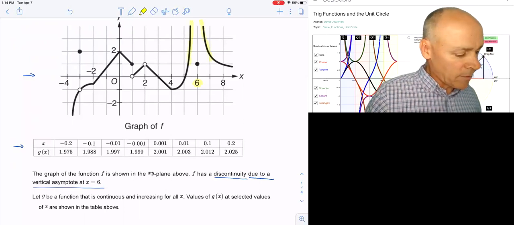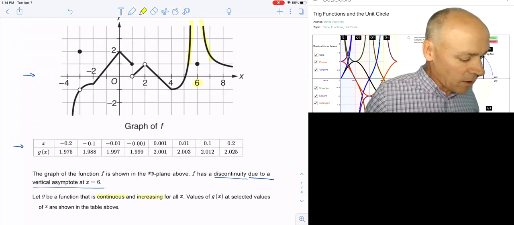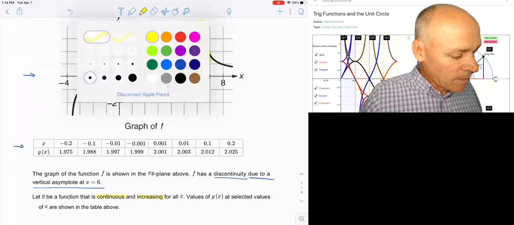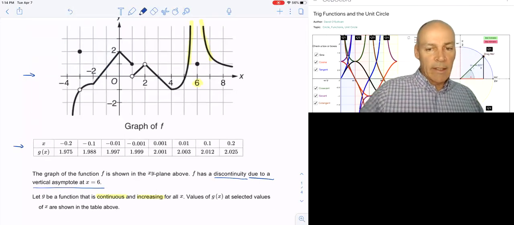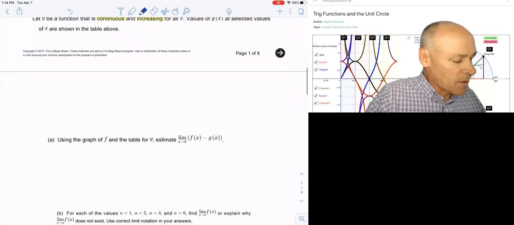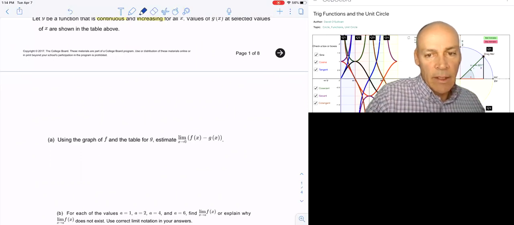asymptote for f. And then it says let g be a function that is continuous and increasing for all x. Values of g at selected values of x are shown in the table above. So we are given f graphically, and we're given g numerically in a table. All right, so let's see what we're asked to do. Part A says using the graph of f and the table of g, estimate the limit as x approaches 0 of f of x minus g of x.